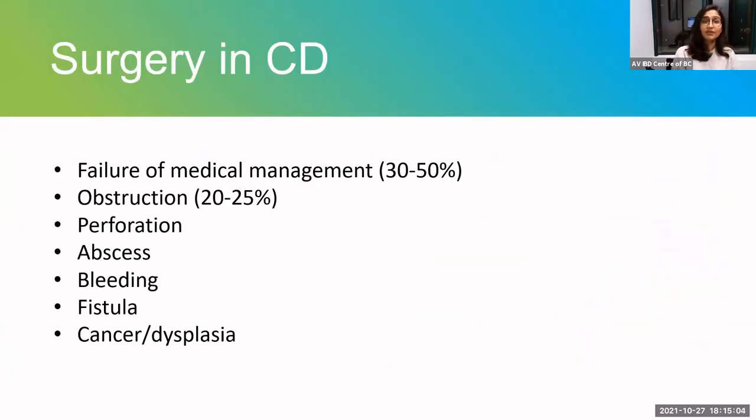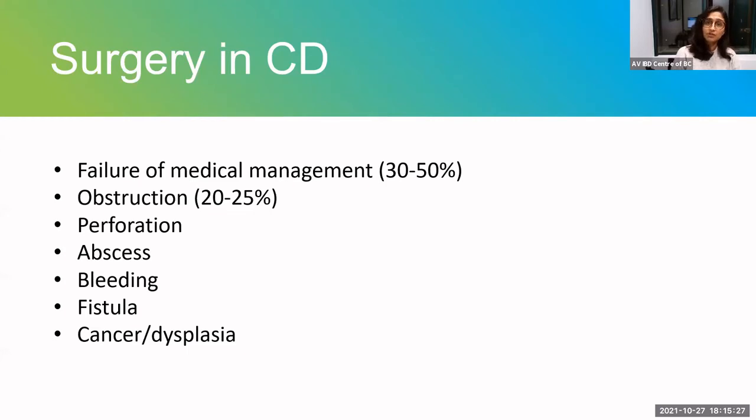Next, we'll speak about the various surgeries for patients with Crohn's disease. The most common reason that a patient with Crohn's disease may require surgery is failure of medical management. And this is seen in about 30 to 50% of the surgeries that we do. Not 30 to 50% of patients with Crohn's disease, but 30 to 50% of the surgeries we do for Crohn's disease are because of failure of medical management.